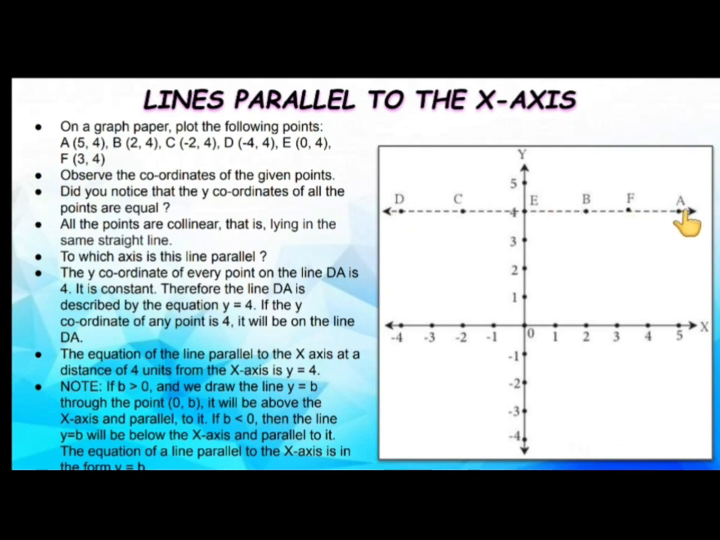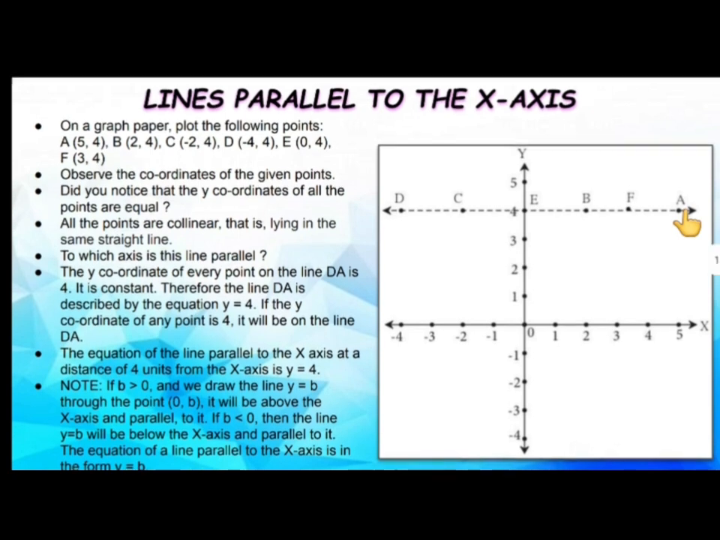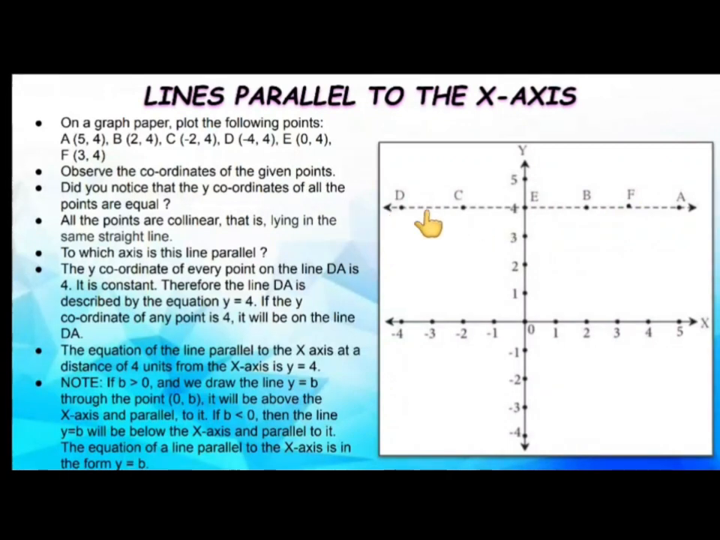Now, they're asking to which axis is this line parallel. So after plotting all these points, we drew this line. Now can you tell me to which axis is this line parallel? We can call this line as line DA. So yes, this line is parallel to the x-axis. If you observe closely, it is parallel to the x-axis. So line DA is parallel to the x-axis.